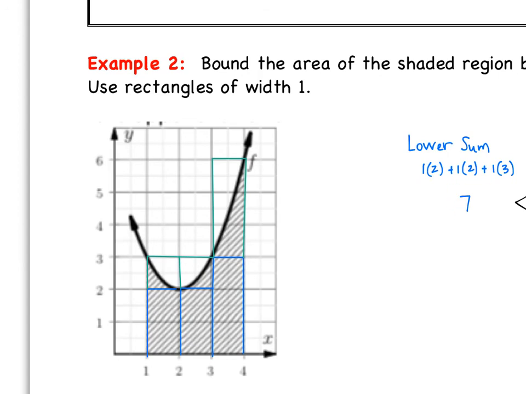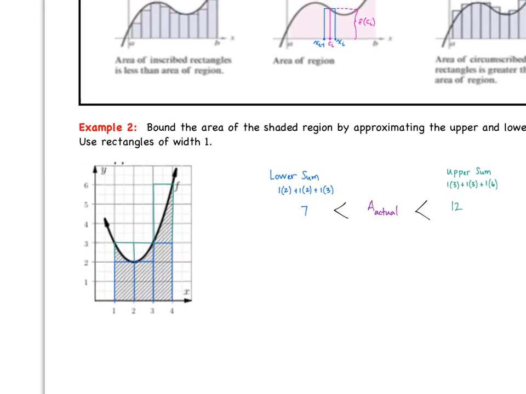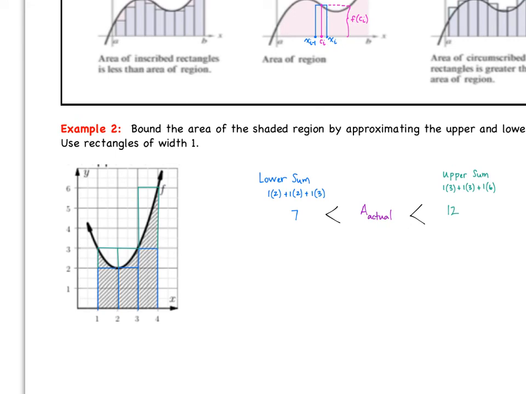Now our upper estimate, you should notice these are our green. I added some green expansions to the blue rectangles. So our upper rectangles, now we're using the left endpoint of our first rectangle, a right endpoint of the second rectangle, and a right endpoint of our third rectangle. So now I want to find the area of this rectangle plus this rectangle plus this third rectangle. So 1 times 3 plus 1 times 3 plus 1 times 6. So our upper estimate is going to be 12. So we should know that the actual area is going to be somewhere between 7 and 12.